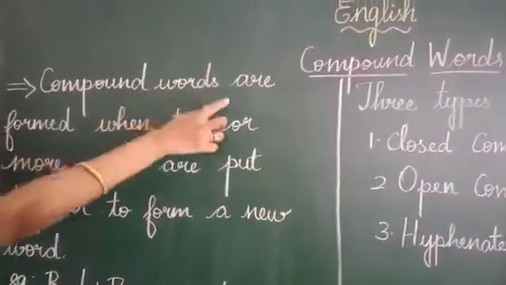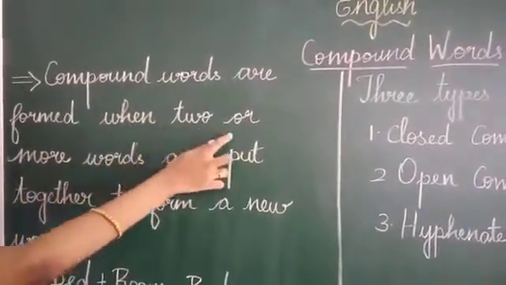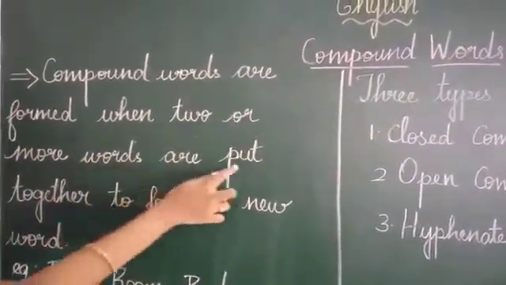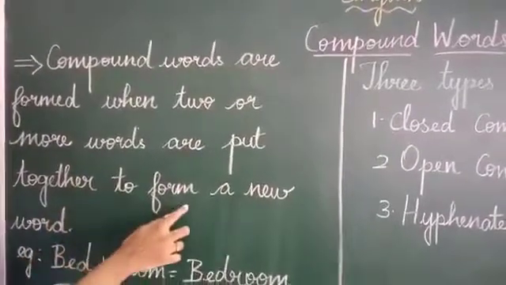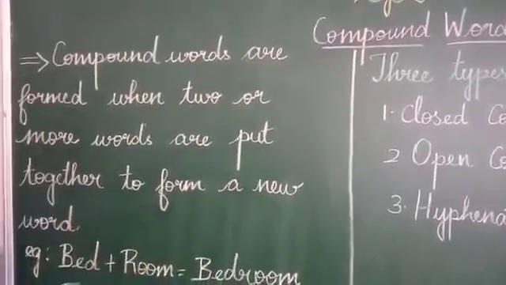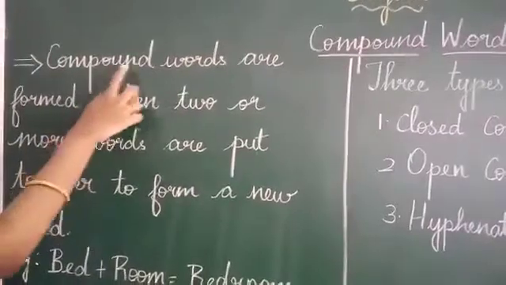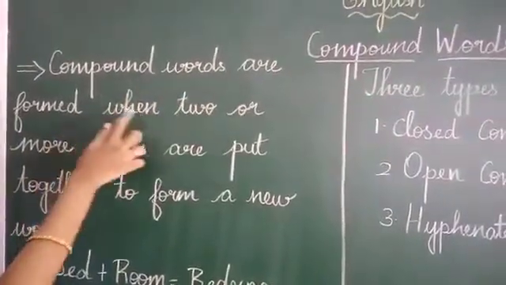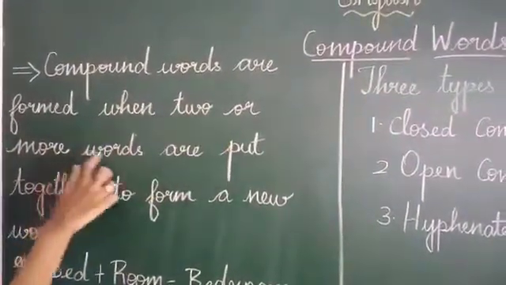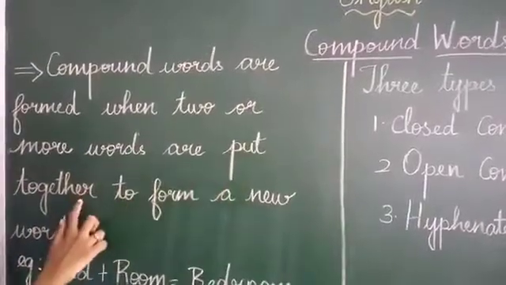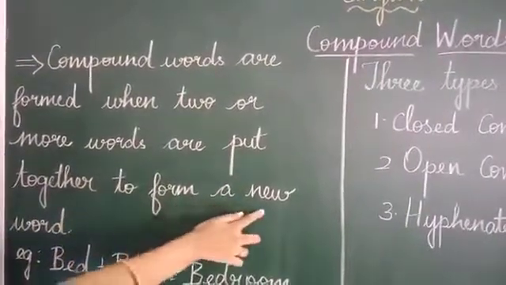Compound words are formed when two or more words are put together to form a new word. Once again I repeat it. Compound words are formed when two or more words are put together to form a new word.